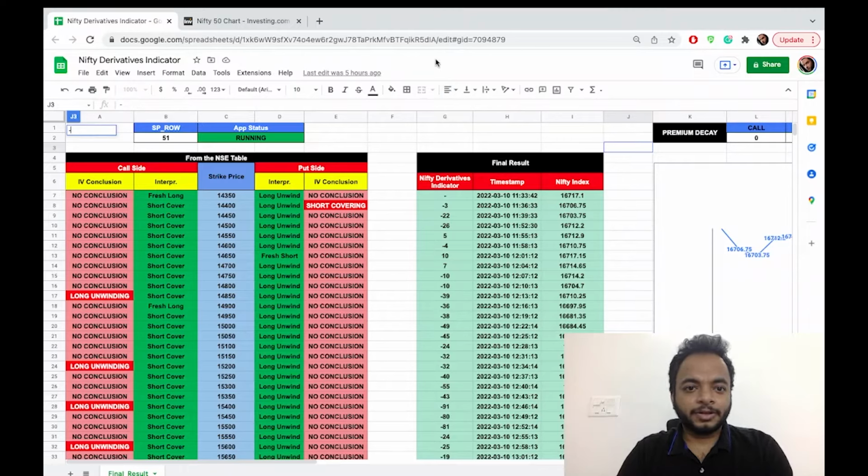Hello everyone. In this video I'm going to introduce you all to my Nifty derivatives indicator, and I have also made the Bank-Nifty derivatives indicator. What both these indicators do is they basically help you predict the market movements beforehand.